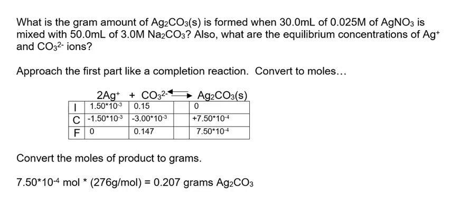In this problem, there's the formation of silver carbonate from 30 mL of 0.025 molar silver nitrate and 50 mL of 3 molar sodium carbonate. It's pretty evident the sodium carbonate is in excess, and we'll treat the first part like a Gen Chem 1, 151 problem, converting the volume and molarity information to moles and predicting the amount of product that would form in moles in the table. And we're going to initially assume no silver is left, and the gram amount of silver carbonate that is formed is 0.207.